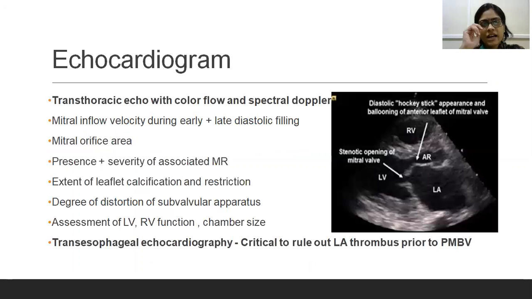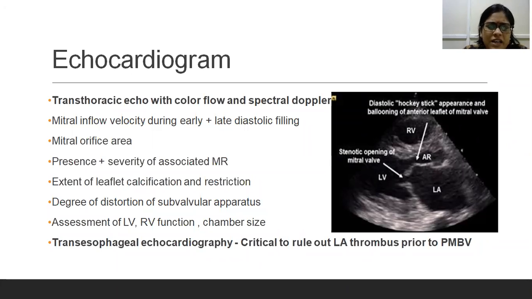Then coming to echocardiogram, you do a transthoracic echocardiogram with color flow and spectral Doppler. Through a transthoracic echo, you can make out mitral inflow velocity during early and late diastolic filling. You can make out the mitral orifice area. This is used to prognosticate and opine on the severity of the mitral valve disease.